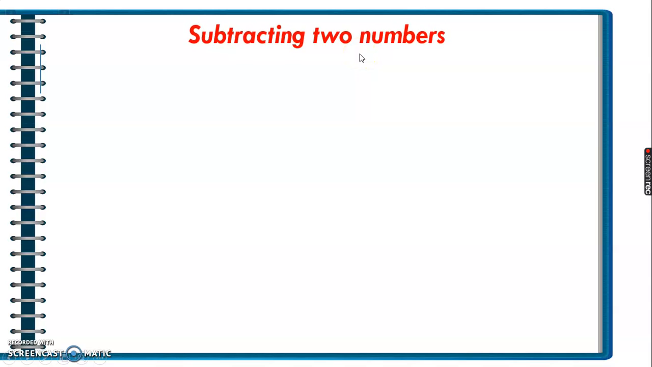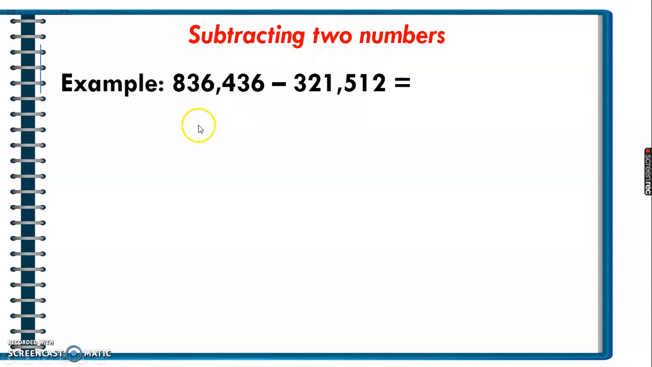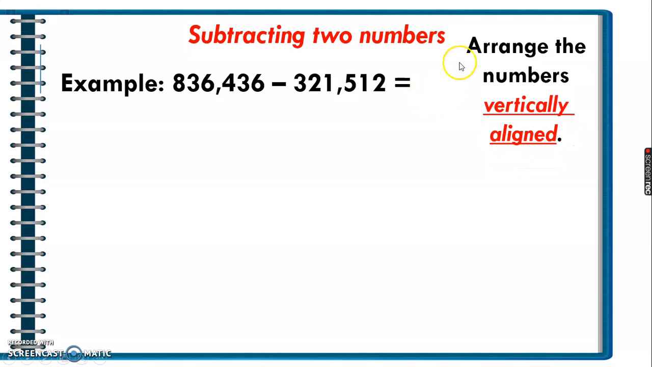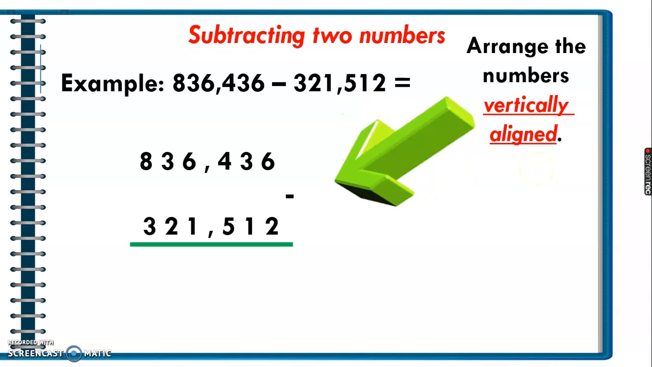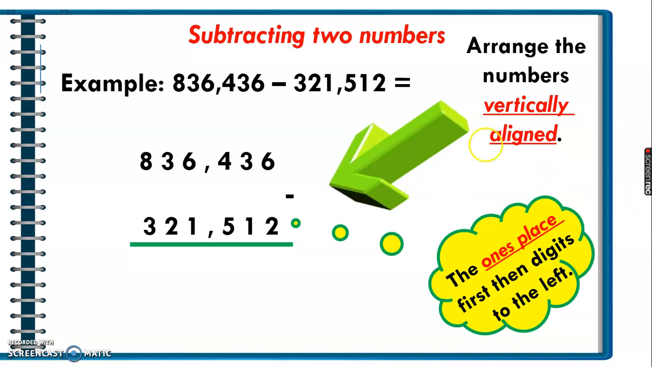Subtracting two numbers. For example, we have 836,436 minus 321,512 is equal to. Again kids, all we have to do, first, arrange the numbers vertically aligned, just like this. Take a look, kids. Next, the ones place first, then digits to the left. So what number is in the ones place? Very good, 6 and 2.